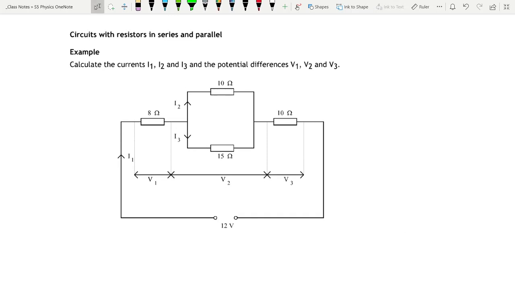Okay, I'm going to leave you to do this one, and then I will give you the solutions to check afterwards.